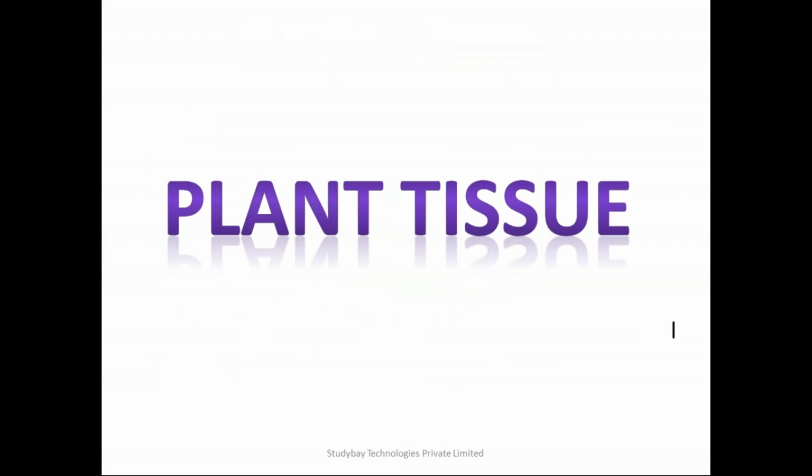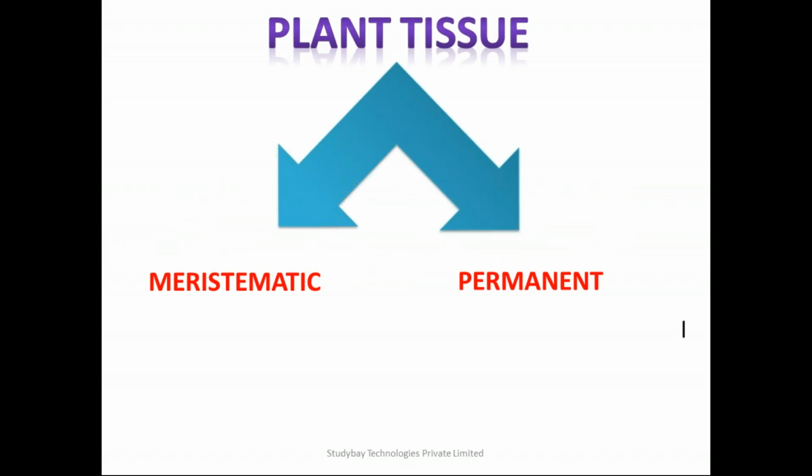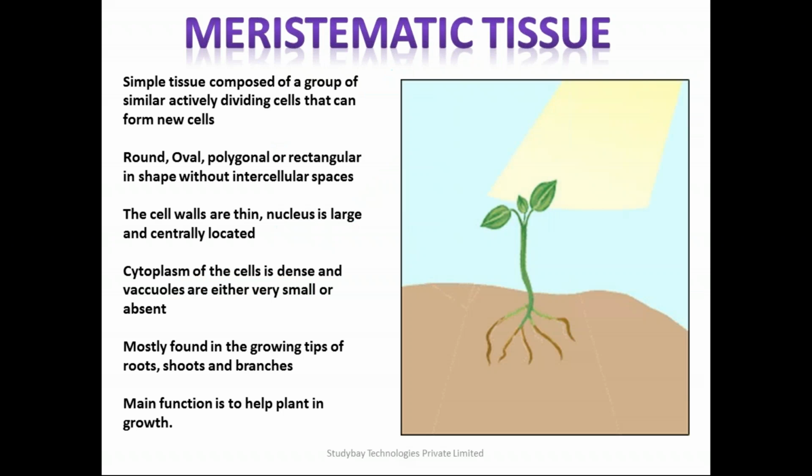So far we have done the animal tissue, and our next topic is the plant tissue. So let's move ahead. If we try to classify the plant tissue, we have two different options. First one is meristematic, and the second one is permanent. So meristematic and permanent, what are these actually?